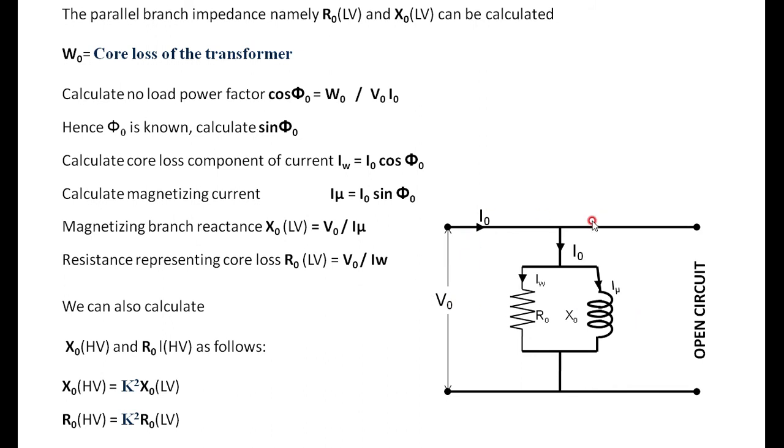It is V naught, I naught, and the current, which has a working component IW and I mu. Therefore, R naught is given by V naught divided by IW and X naught is given by V naught by I mu. That is how we calculated this IW and I mu. And the vector diagram is also simple. There is V naught, and I naught lags V naught by an angle of phi naught. If you resolve this I naught into two components, one is IW, the working component, and the other is I mu, the magnetizing component.